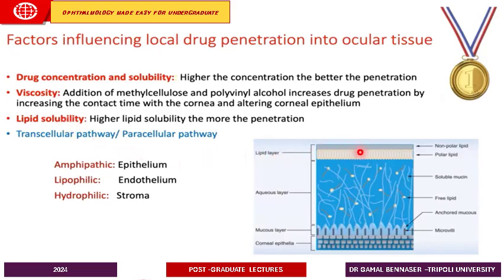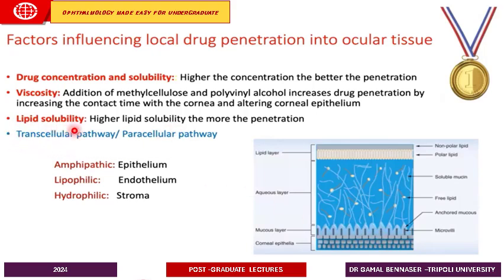The epithelium needs an amphiphilic nature because the last layer of the tear film is the aqueous layer, that's the mucus layer. So it has to have an amphiphilic nature to bypass the epithelium, then the aqueous medium for the stroma, and then you need a lipophilic property to bypass the endothelium.